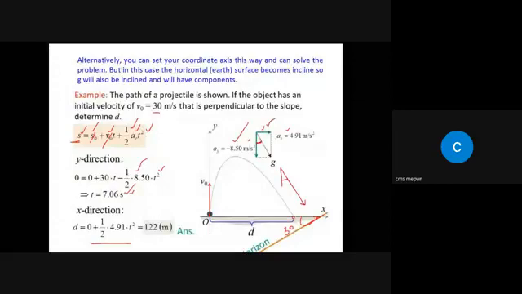So I have mentioned this thing over here. Alternatively, you can set your coordinate axis this way as shown and can solve the problem. But in this case, the horizontal Earth surface becomes inclined. So g will also be inclined and will have components, right?